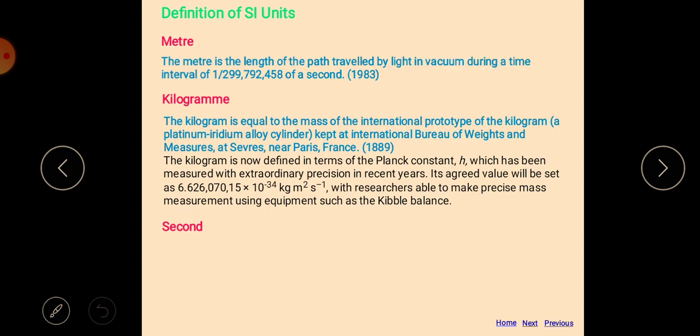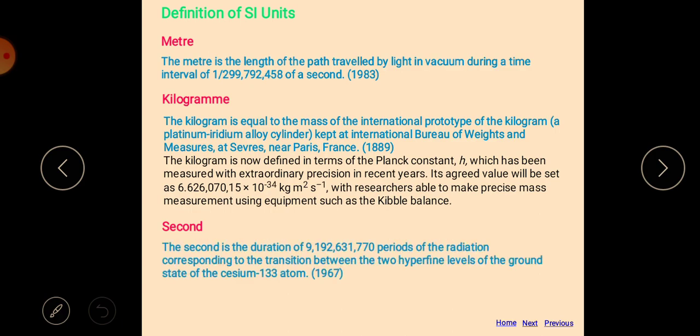And second, the second is the duration of 9192631,770 periods of the radiation corresponding to the transition between the two hyperfine levels of the ground state of the cesium-133 atom. This definition was given in 1967. That period is the duration for this number of transitions.